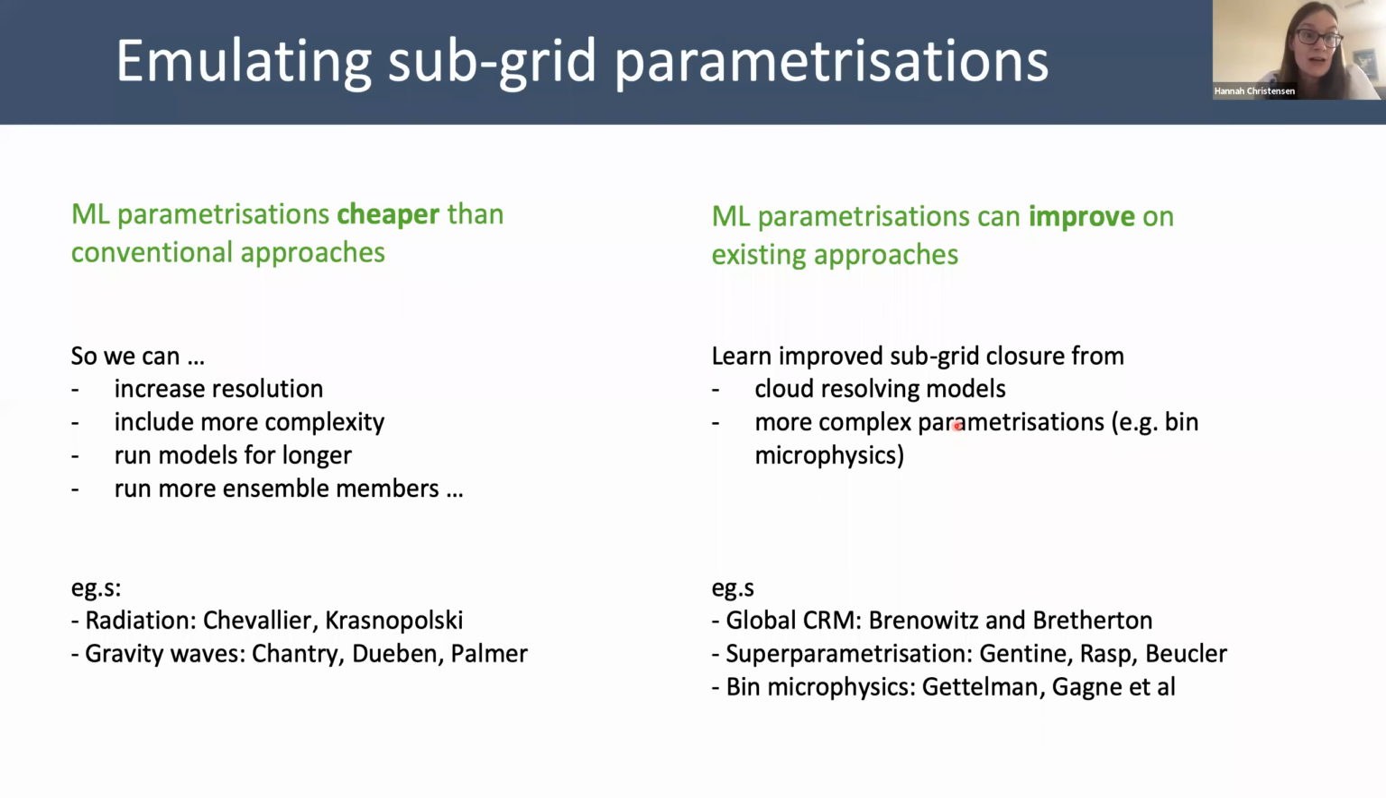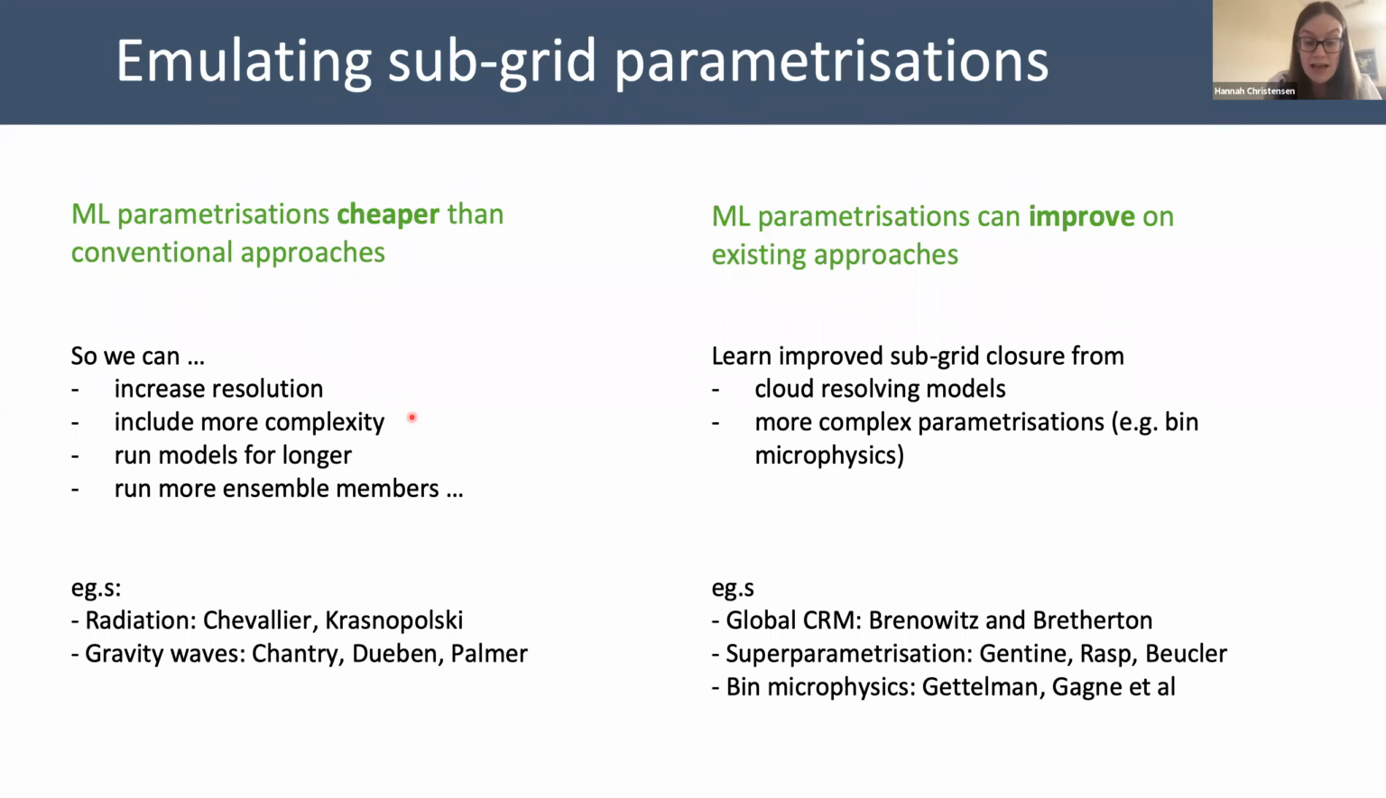Okay, so perhaps a solution to our problem could be that we move away from our traditional way of building parameterization schemes, and we move to emulating parameterizations using machine learning approaches. And there are two main benefits from this. So the first is that machine learning parameterizations can actually be cheaper than conventional approaches. So by moving to a machine learned parameterization scheme, we can free up some compute resources and then spend this either on increasing our resolution, so moving to those DYAMOND resolution models, or including more complexity.